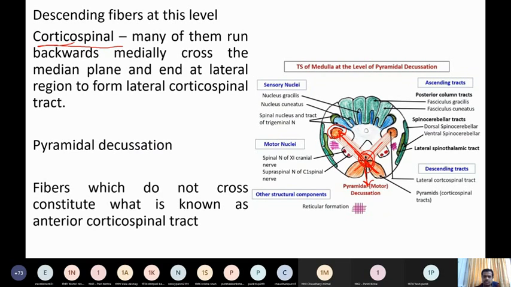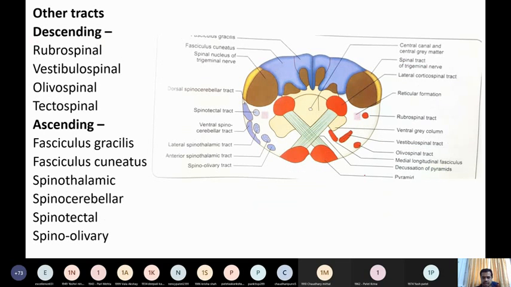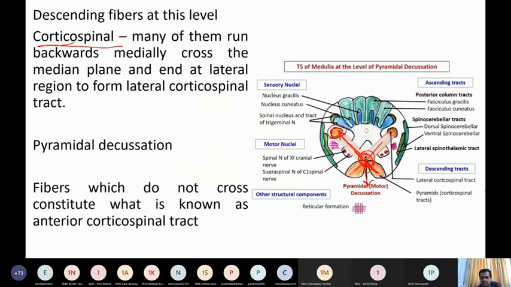Clear? Now a few of them do not cross the median plane. They remain there itself, running in the anterior part. A few of the fibers do not decussate, and these undecussated fibers constitute the tract known as the anterior corticospinal tract. So there are two corticospinal tracts from the medulla oblongata onwards.